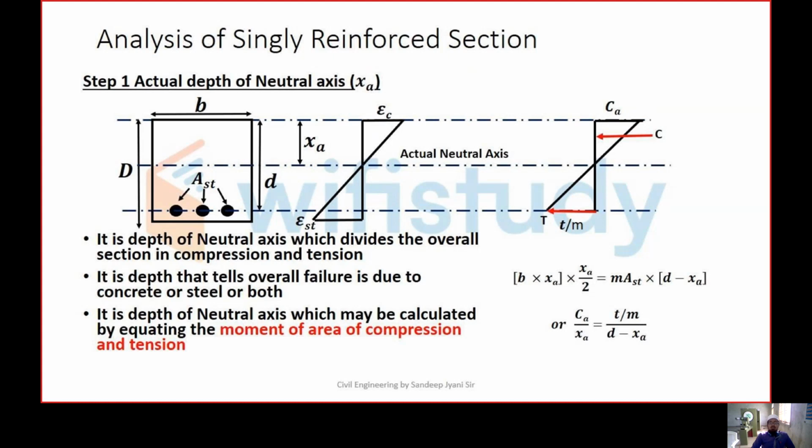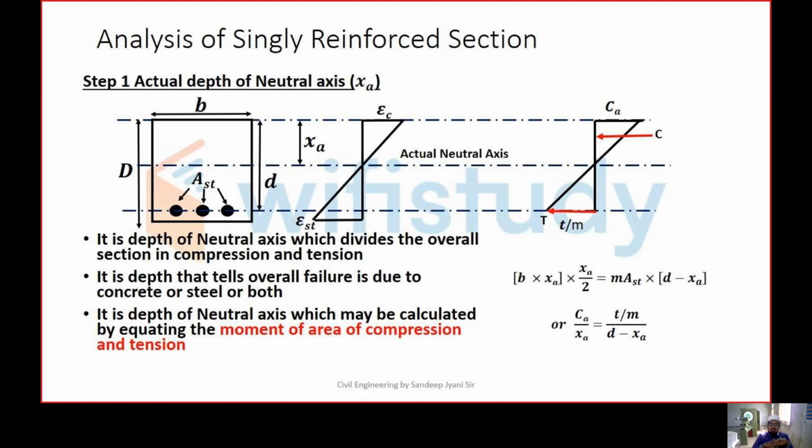It is the depth that tells whether the overall failure is due to the concrete or steel or both. Okay, the overall failure that is coming, whether it is coming from concrete, or from steel, or from both concrete and steel. So this will be told by what factor? The actual depth of neutral axis.